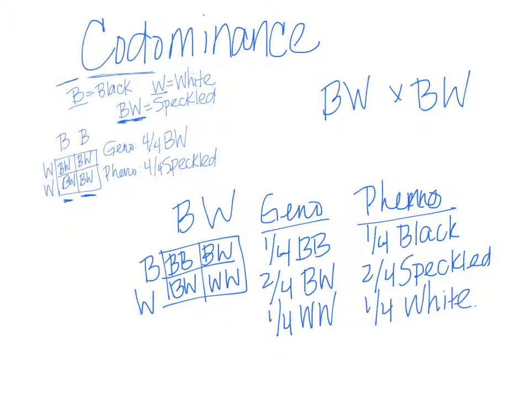Okay, and so this would be our F2 generation answer, where this problem over here would be our F1 answer. Okay, so I hope that helps with you figuring out how to do codominance genetic Punnett squares.